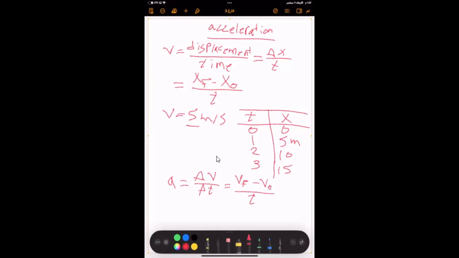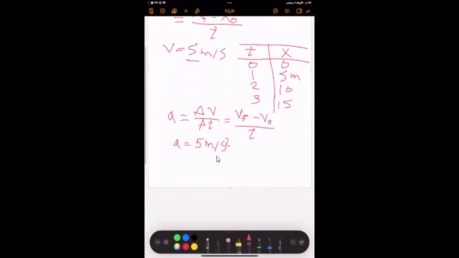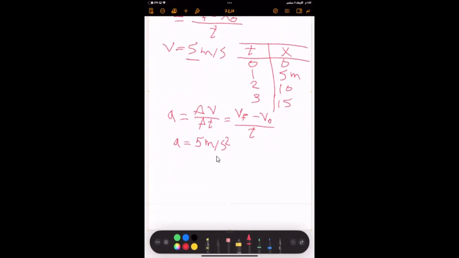For example, if a equals 5 meters per second squared, what does this mean? It means that each second the object's velocity increases by 5 meters per second. Since a is positive, the velocity will increase. If a, for example, equals minus 5 meters per second squared, this means that the velocity decreases.